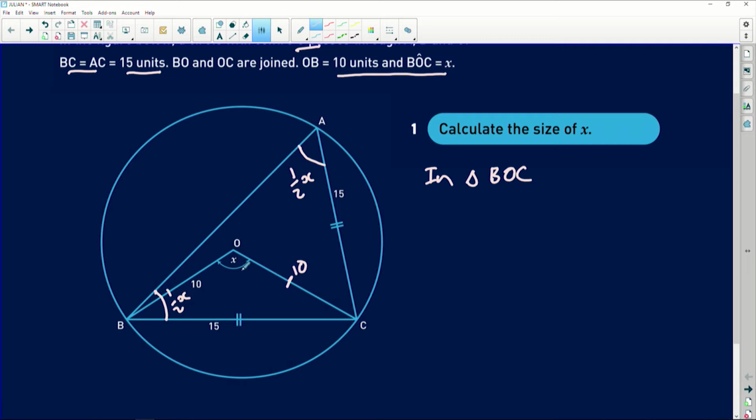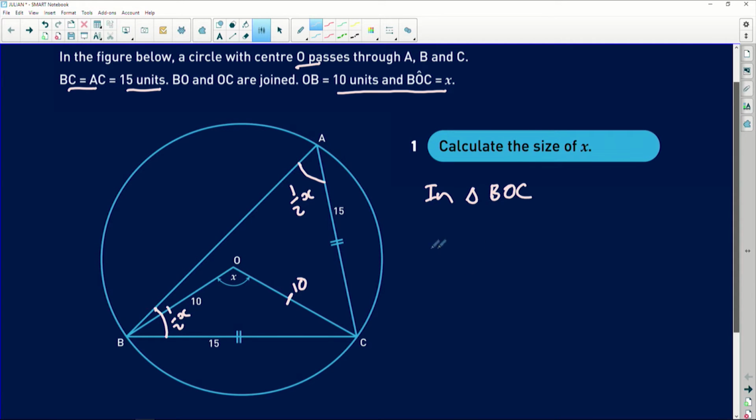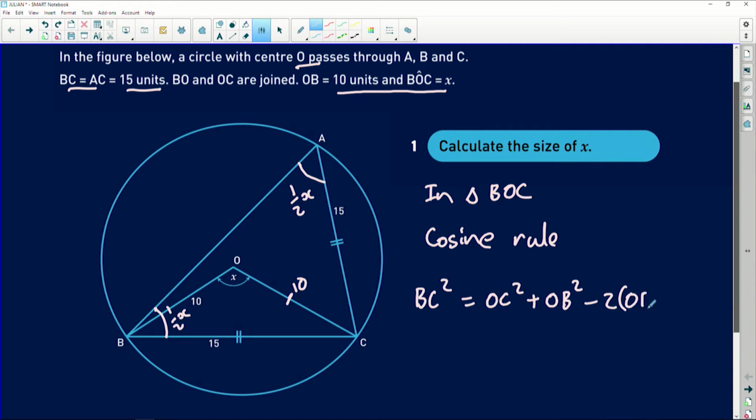Okay guys, so when we have three sides and an angle, we're most likely going to use the cosine rule. And that's useful for us because we have all this information given to us. So using the cosine rule, in triangle BOC, we can say that BC squared is equal to OC squared plus OB squared minus 2 multiplied by the product of those two sides multiplied by cos of x.